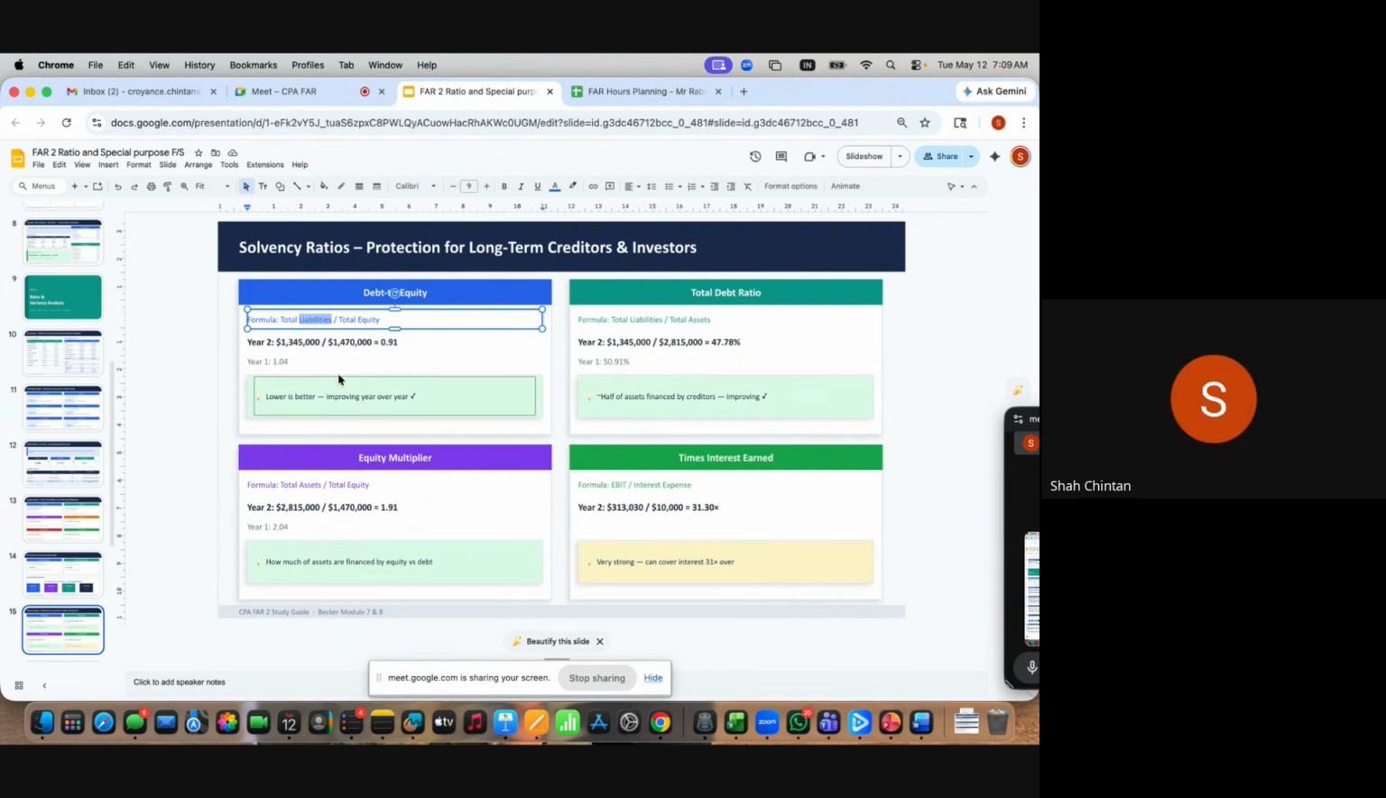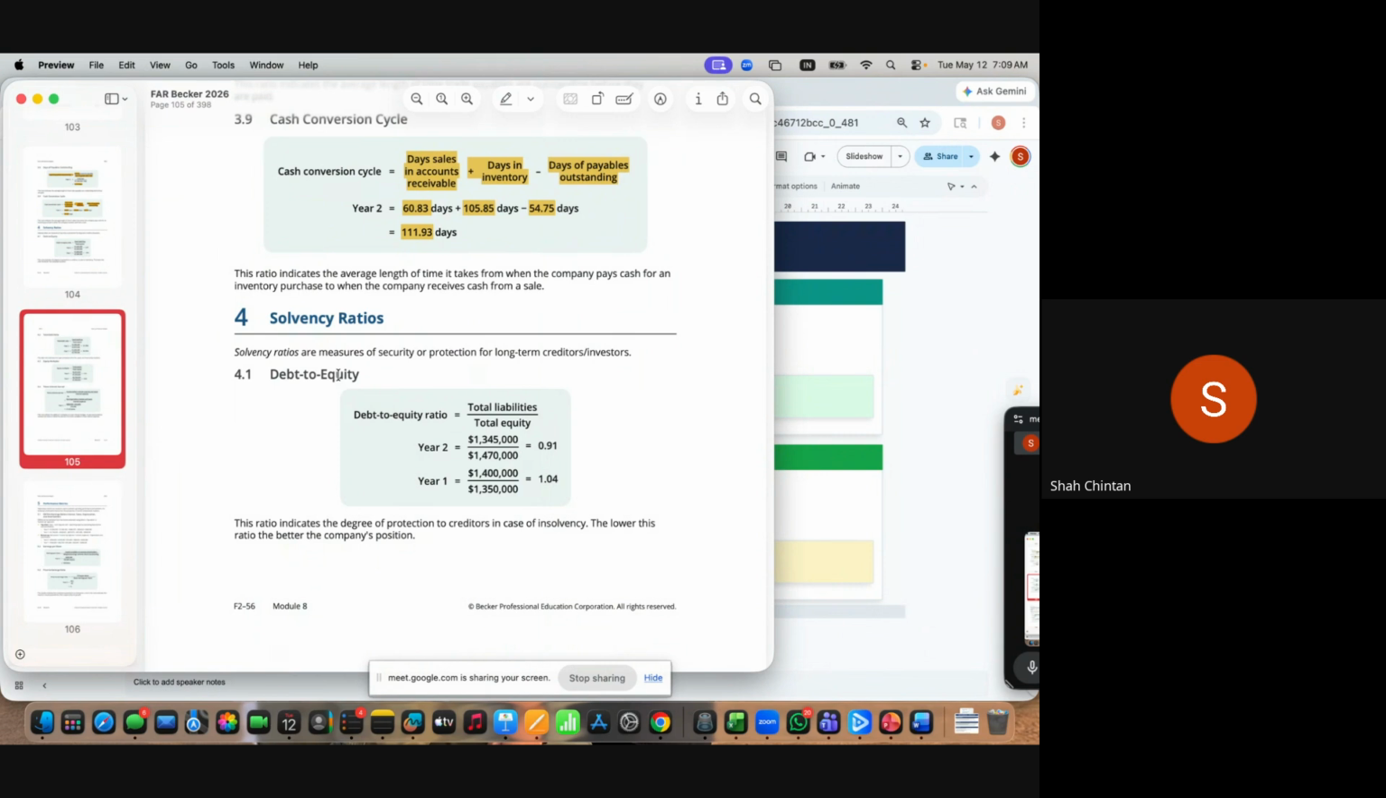चलिए एक बार आप देख लीजिए फॉर्मूला डेट टू इक्विटी रेशियो विद द क्वेश्चन जो आपको दिया है. एंड मैथमेटिक्स में कोई भी क्वेश्चन है तो आप पूछ लो एक बार.